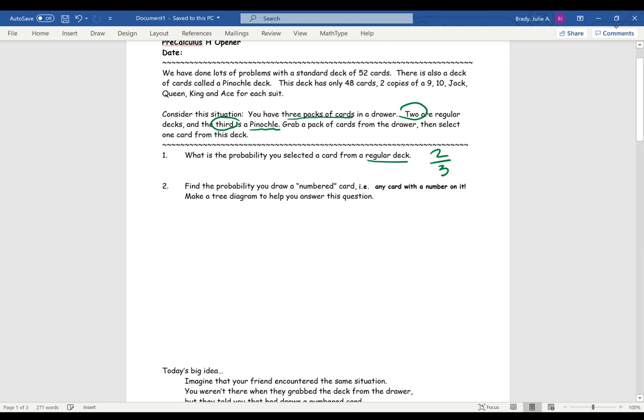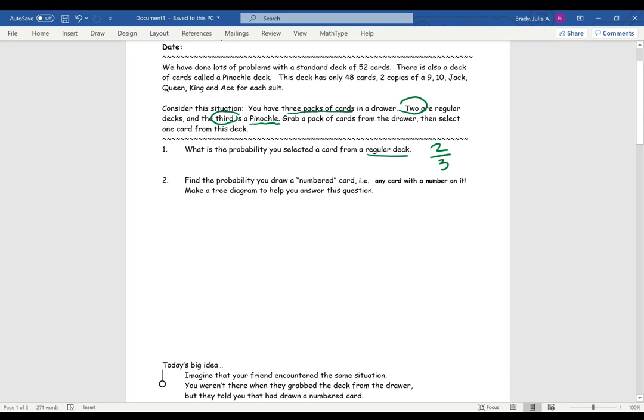It says that you have 3 packs in a drawer, 2 are regular, and the third is a Pinochle deck. So the probability that if you grabbed a deck out of 3 you got a regular deck: there were 2 regular decks and you grabbed from 3. Let's make the tree first. The first thing you would do is grab a deck, and there are really 2 outcomes: you could grab a regular deck, or you could grab a Pinochle deck. There were 2 regular decks to be picked, and 1 Pinochle deck.